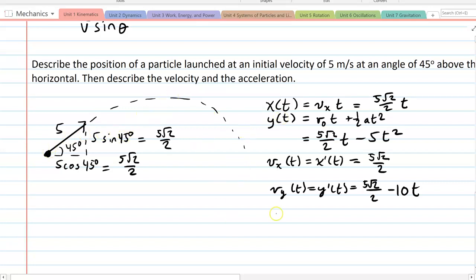And finally, we want the acceleration, right? The acceleration in the x direction, if we take the derivative of velocity in the x direction with respect to time, we would get 0, right? This just shows that there's no acceleration in the horizontal component. So that makes sense because we're talking about constant velocity. So acceleration never changes the velocity.